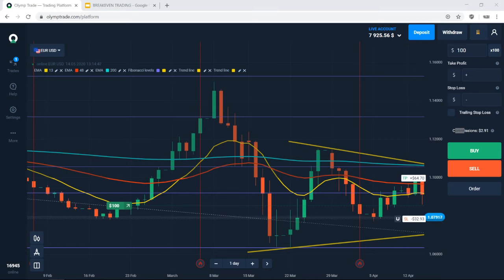Now, this was part of what we discussed in our last week's webinar when we spoke about money management. With Olymp Trade, the maximum amount that you can potentially lose is the amount of your trade, regardless of how much you have on your account. So you can see here I have close to $8,000, but if I open my trade for $100, $100 is potentially the maximum amount that I can lose.